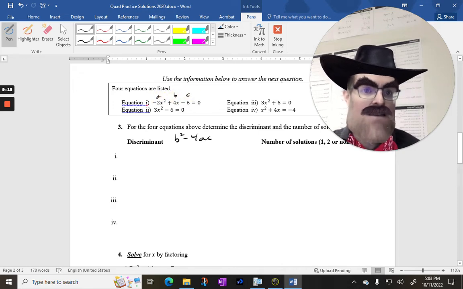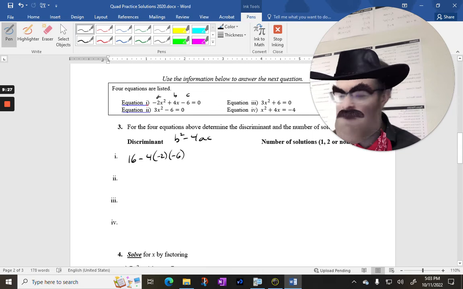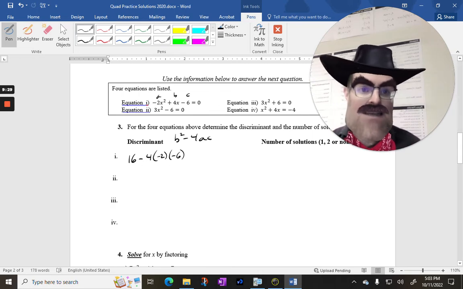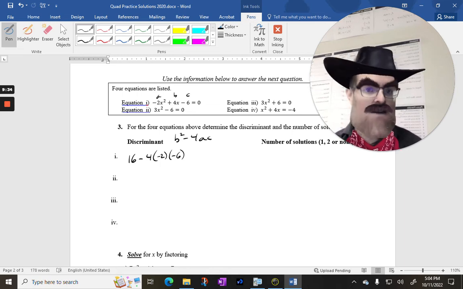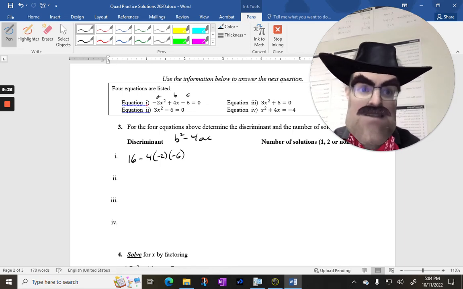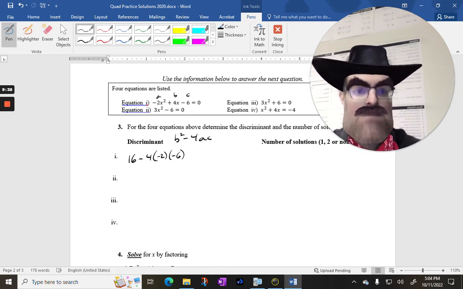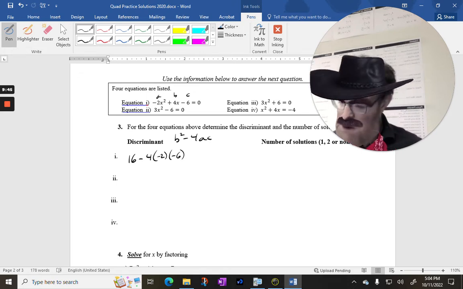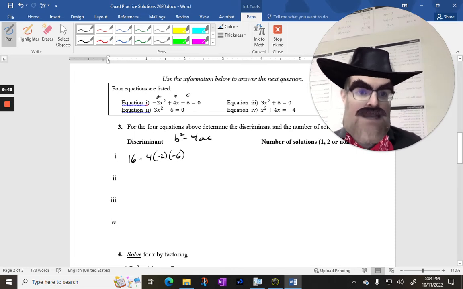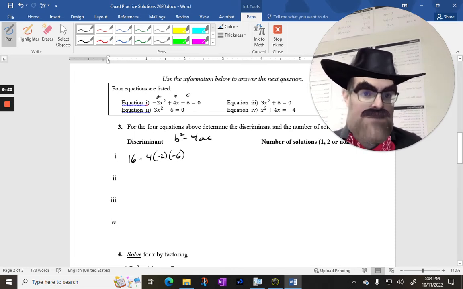So it says b squared, so that's 16, because 4 squared, minus 4 times negative 2 times negative 6. It doesn't matter if the a is negative. Most of the time when I'm factoring, I don't like to have that beginning thing negative, but it doesn't matter when you're using the quadratic formula. It's got to be equal to 0, though. So you got to make sure it's equal to 0. So 16 minus 4 times, I get negative 32 here. Yeah, negative 32.